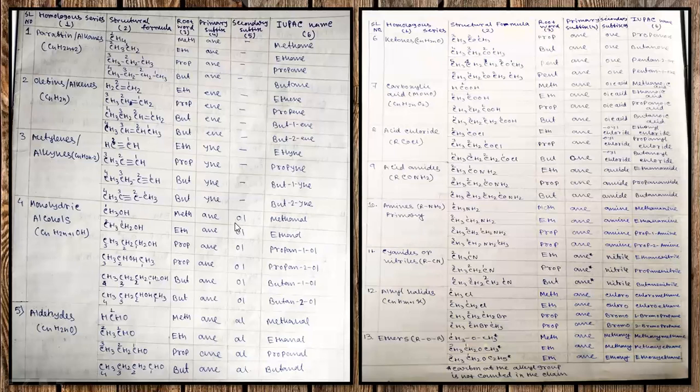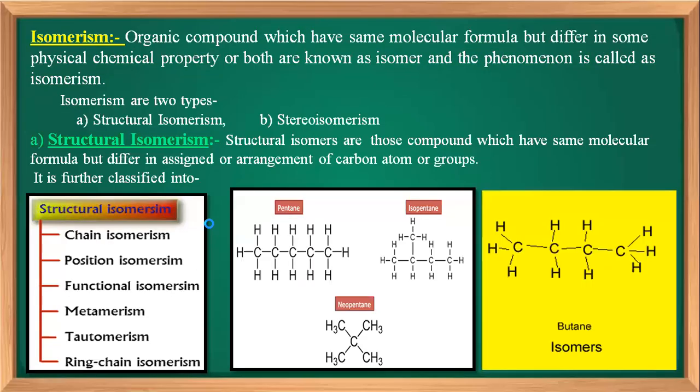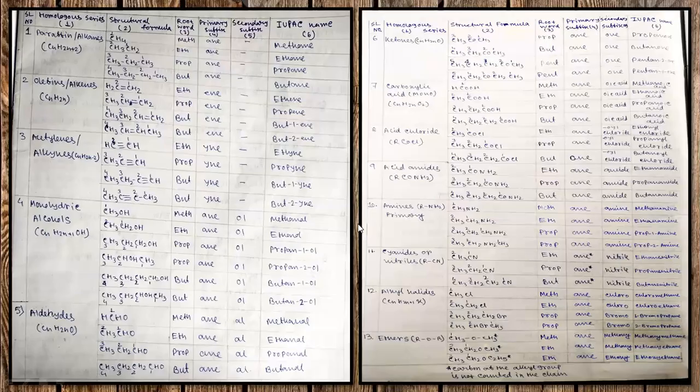So if we combine these three names, the final name is methanol. Similarly, for ethanol, two carbon atoms are present here. So if "an" is for a saturated compound and "ol" for alcohol, it's called methanol. Similarly, the propanol, propan-1-ol.